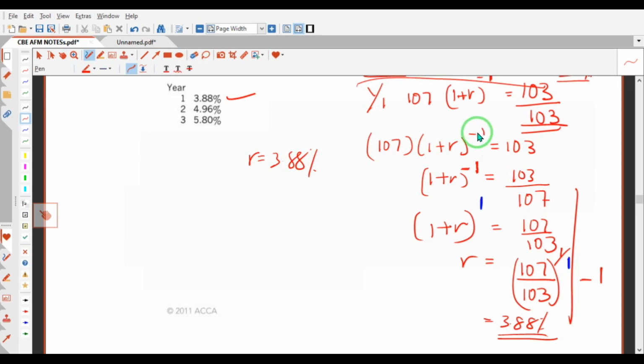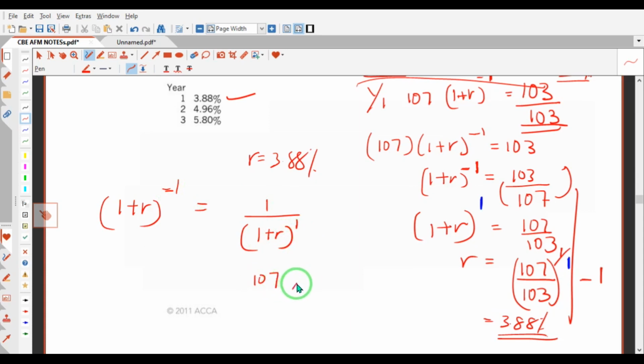Or you are not clear with the -1, you might be thinking, why like that? Okay. The discount factor 1 over (1 + r) to the power of 1 is actually equals to (1 + r) to the power of -1. If you want to take out the negative, you have to put 1 over (1 + r) to the power of 1. So 107 multiplied by (1 + r) to the power of -1 equals to 103. So you push it that side, you bring it this side, end of the day, you are going to get r equals to 3.88%. Okay, we're going to get that 3.88%.